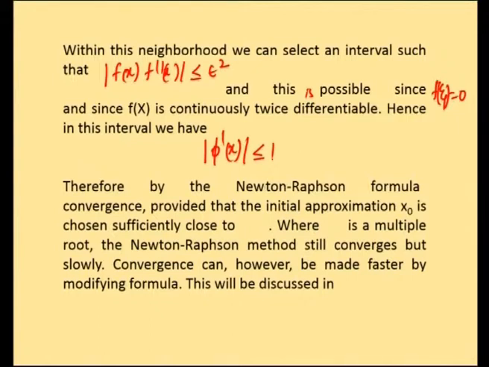Therefore, by the Newton-Raphson formula, convergence is assured provided that the initial approximation x0 is chosen sufficiently close to epsilon. Where epsilon is a multiple root, the Newton-Raphson method still converges but slowly. Convergence can however be made faster by modifying the formula. This will be discussed in the generalized Newton's method procedure.